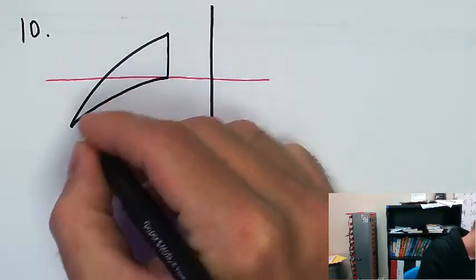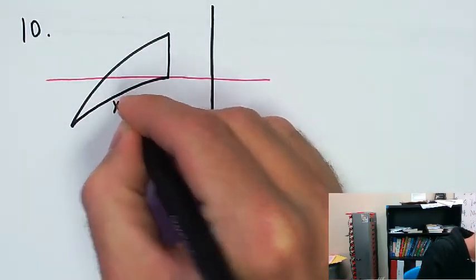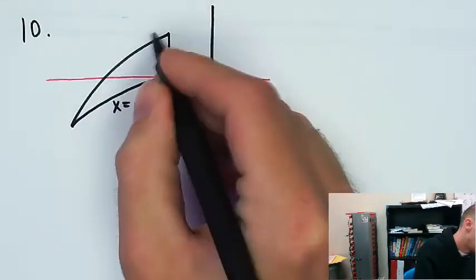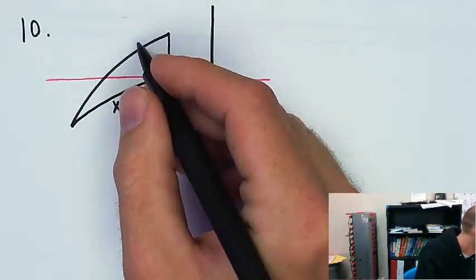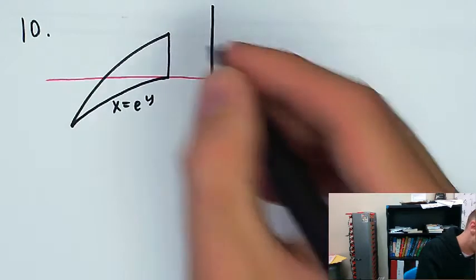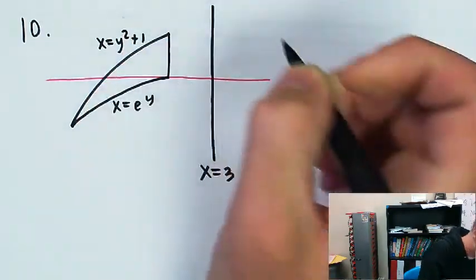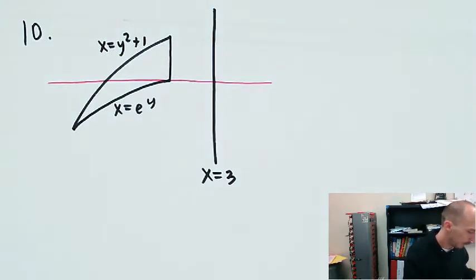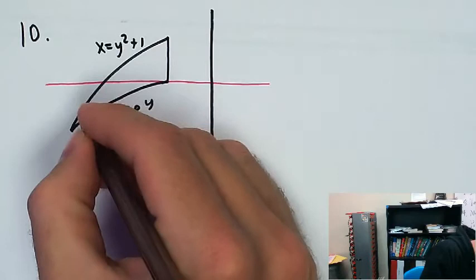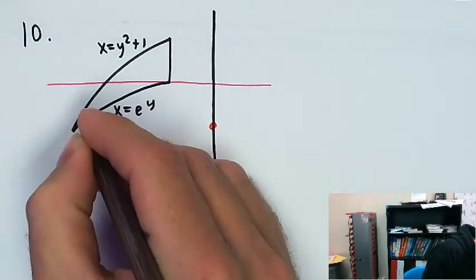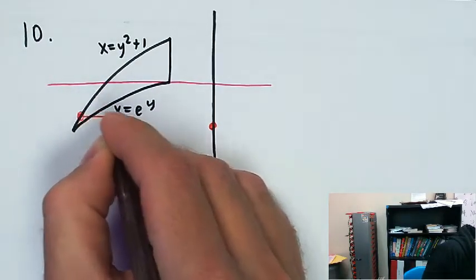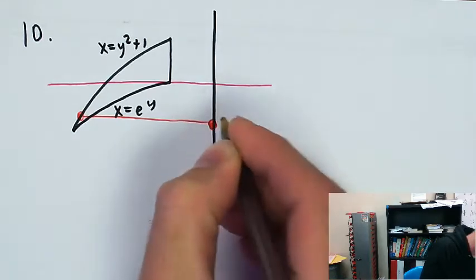Okay, this is y equals log x, so x equals e to the y. Okay, and this is, we already solved this one backwards. This was y equals square root x minus 1, so x equals y squared plus 1. And we should be able to do it now. All right, so the first large radius is going to be this.